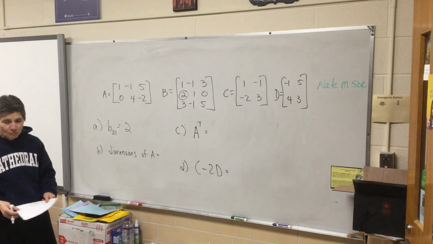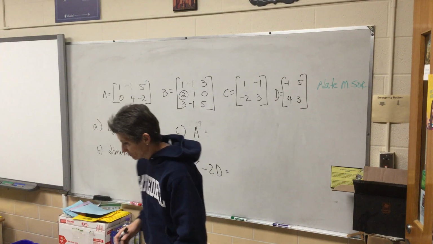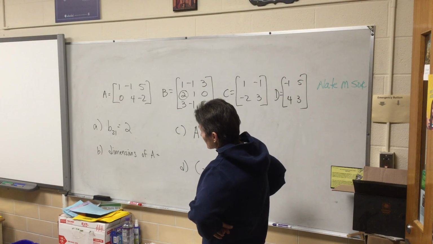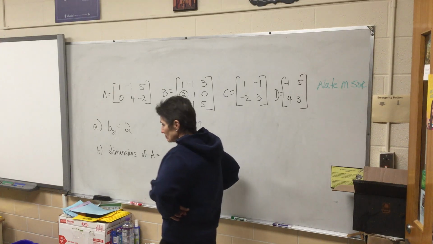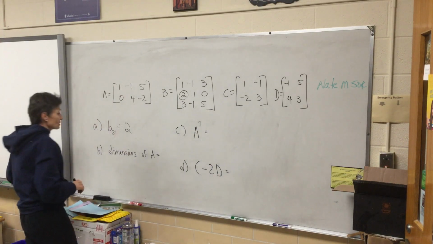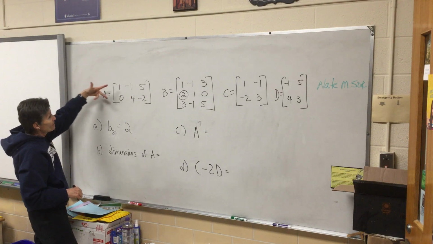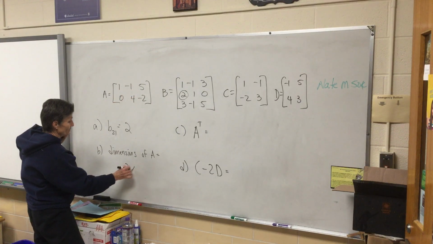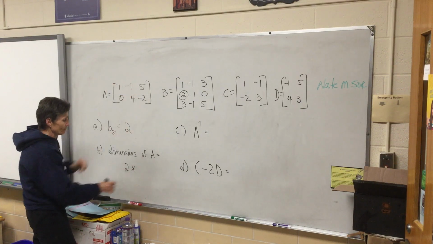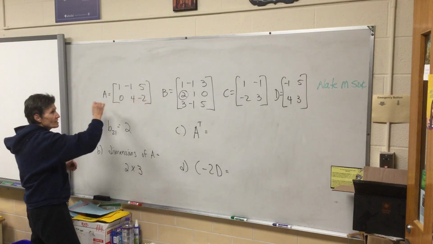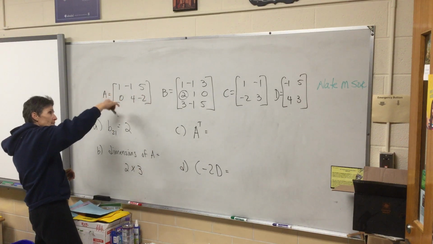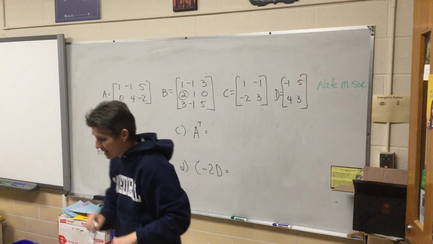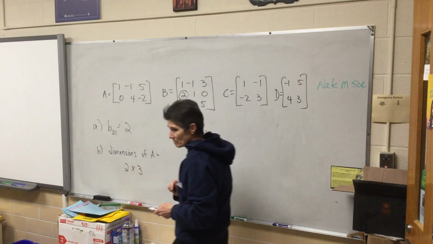What are the dimensions of matrix A? Well, how many rows does it have? Oh, be careful. It's always rows by column. So how many rows does it have? 2. How many columns does it have? 3. Rows go this way, just like the bleachers. Columns go this way. So this is a 2 by 3. Rows then columns. Everything is always rows then columns.